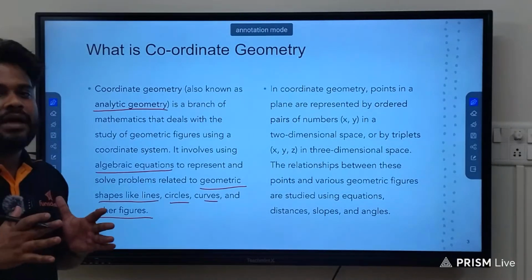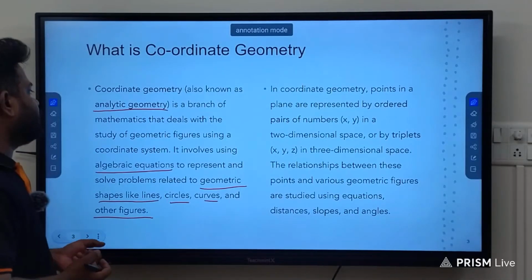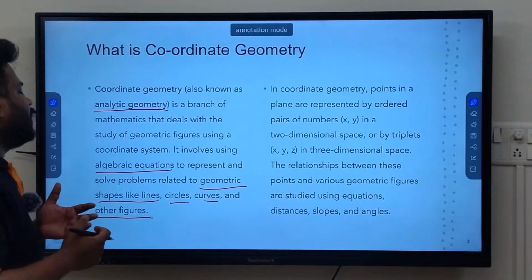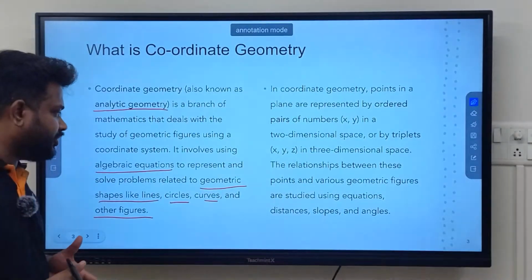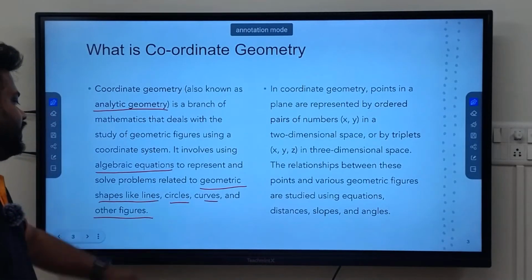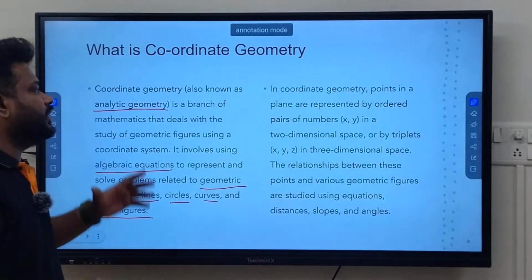So this is a branch of mathematics where we generally use analytical geometry to solve algebraic problems regarding geometric shapes like lines, circles, curves and other figures. In one word, this is coordinate geometry.